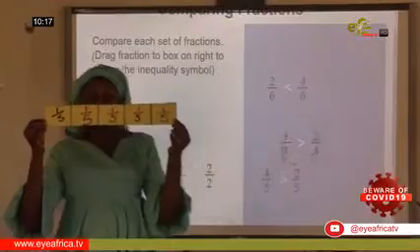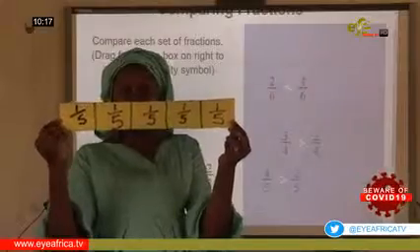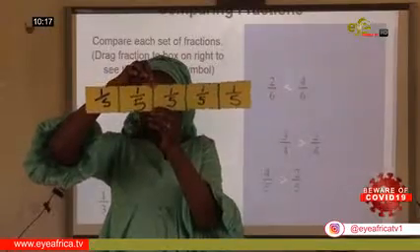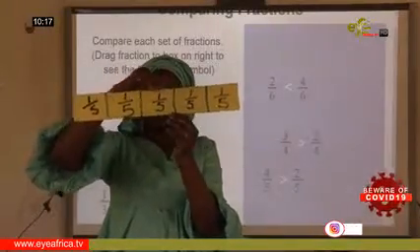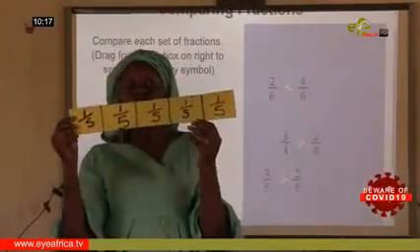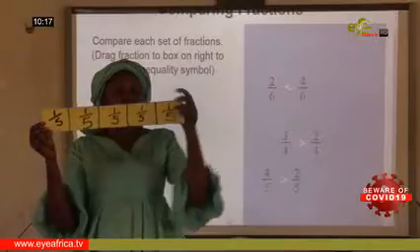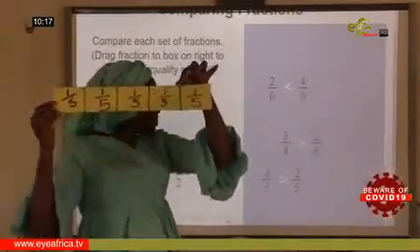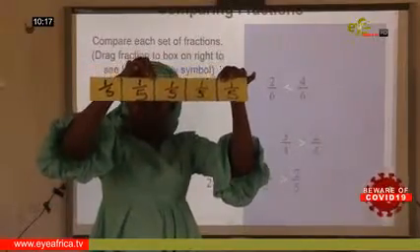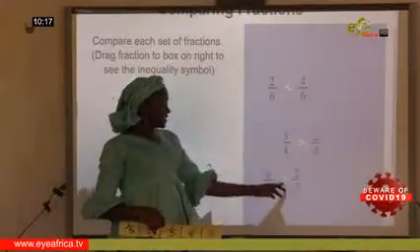These are in fifths. This whole is divided into 5 equal parts. Here is 1/5. When you are here, you are at 2/5, 3/5, 4/5, and 5/5, which is a whole. So 4/5, I'm here when I'm at 4/5. 4/5 is greater than 2/5, though they have the same denominator, but the numerators are different. We all know that 4 is greater than 2.